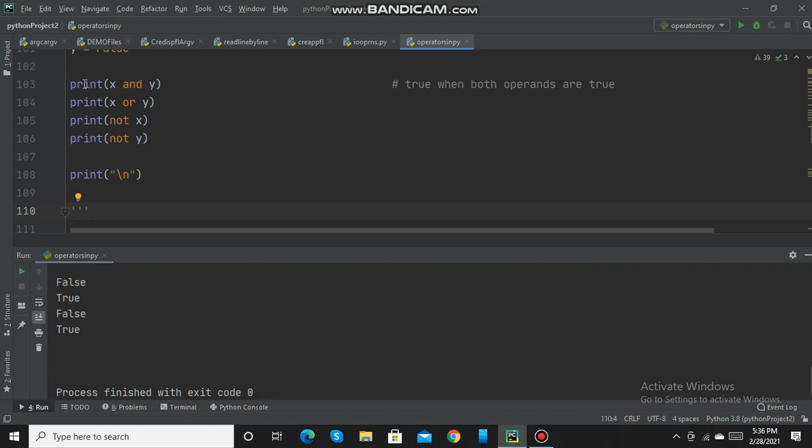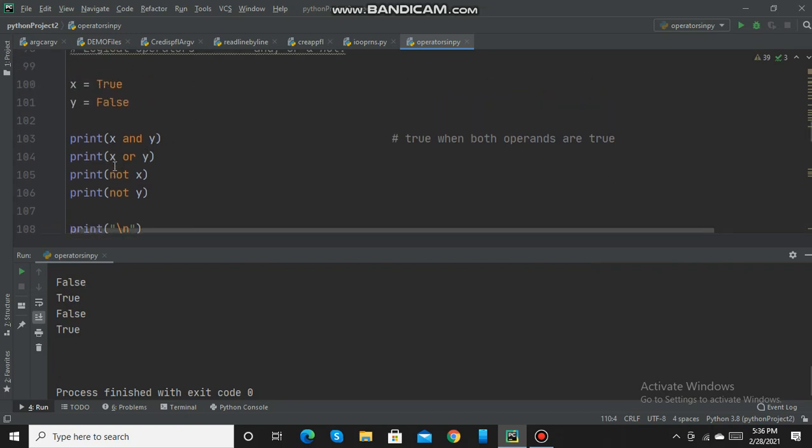So the result is false, both are not true, so the result is false. Now the next is checking x or y, that is if any one of them is true, the result will be true. Yes, x is true, so the result is true. Then if not x, that means if x is not true, no, it is true, so the result is false.